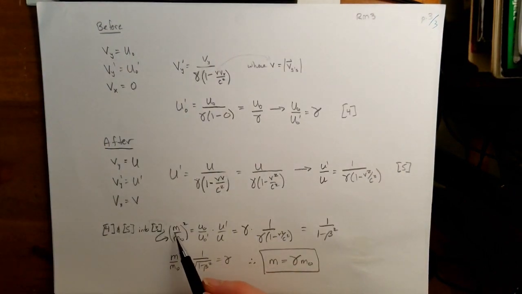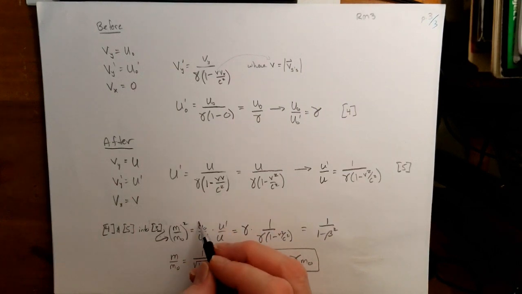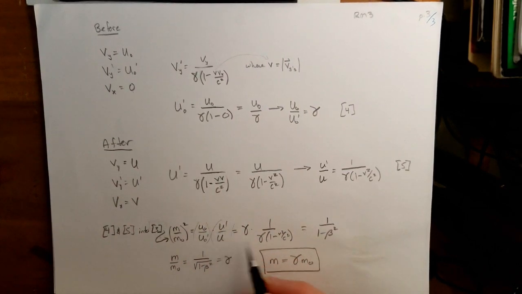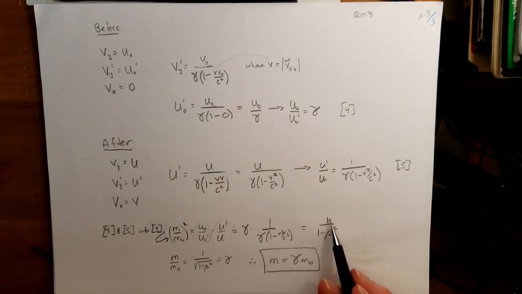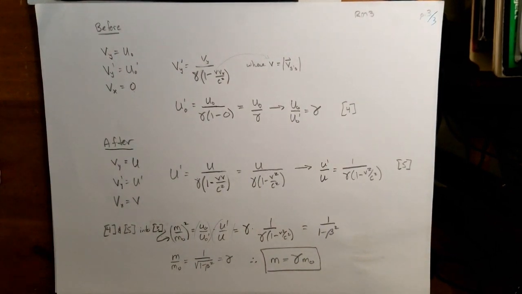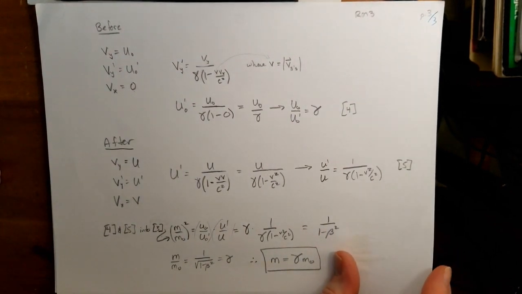So from the other equation, we had m over m naught quantity squared is equal to u naught over u naught prime times u prime over u. And that's going to be equal to gamma. There's my gamma. And this is equal to this. And we end up with 1 over 1 minus beta squared, or m over m naught is equal to the square root of this, which is just gamma. And therefore, the mass is equal to gamma times m sub naught. And there we go. Yet one more derivation of the exact same thing.